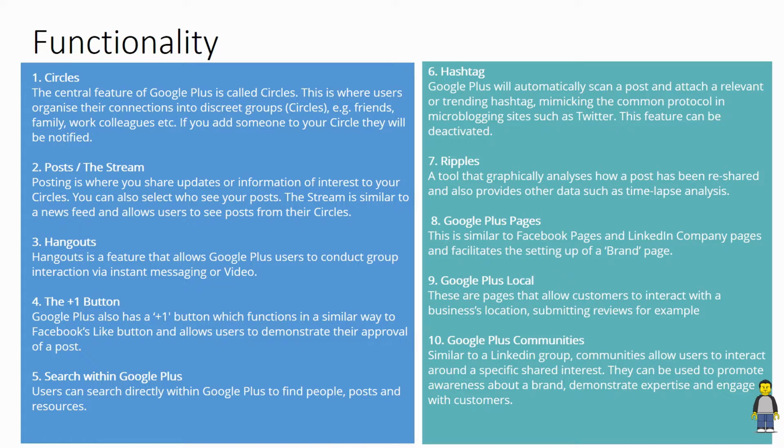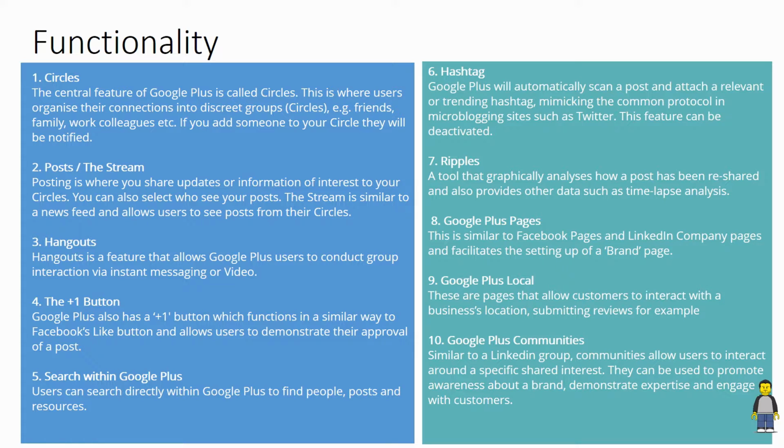Hangouts. Hangouts is the instant messaging and video solution from Google. The +1 button, a bit like a like. Google Plus has a +1 button which functions in a similar way as the Facebook like button and allows you to demonstrate your approval of a post. Search within Google Plus. Users can search directly within Google Plus to find people, posts and resources. Hashtag. Google Plus will automatically scan a post and attach a relevant trending hashtag. This, however, can be deactivated. It's not for all companies and it's certainly not for all users.